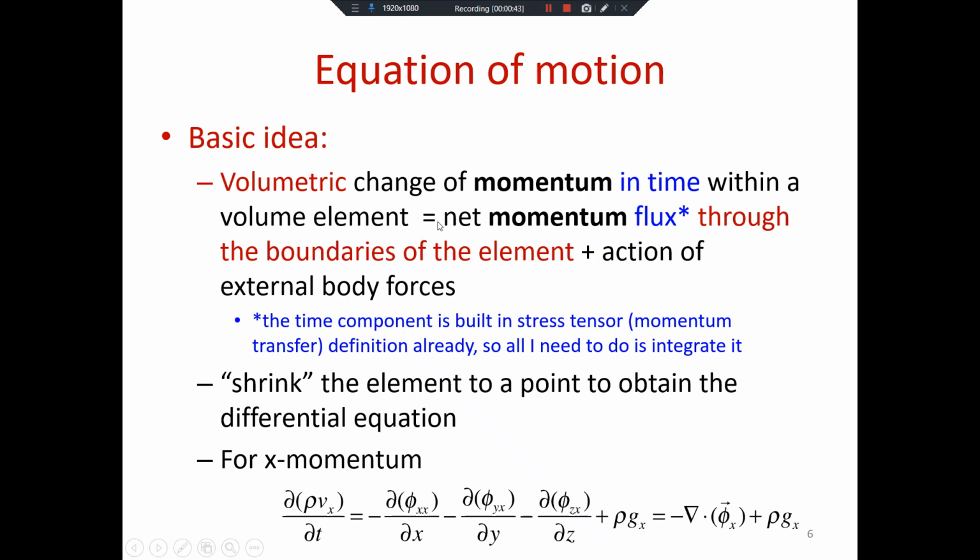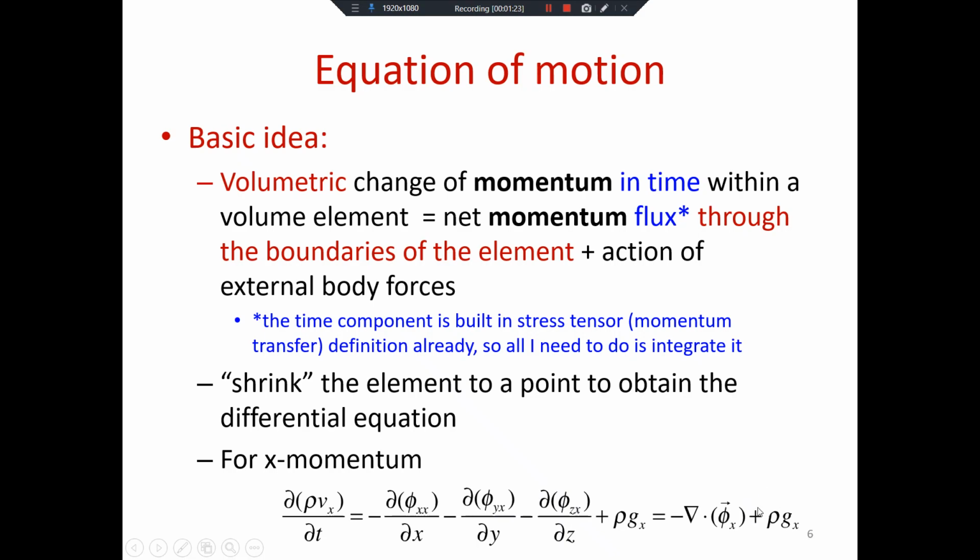So if I put together that net momentum, we would basically get that the change of rho vx, the x momentum, in time, so this is d/dt, is equal to essentially what comes down to a divergence of my x momentum vector. So this is a vector that looks at x momentum transfer across the x boundary, x momentum transfer across the y boundary, and x momentum transfer across the z boundary.